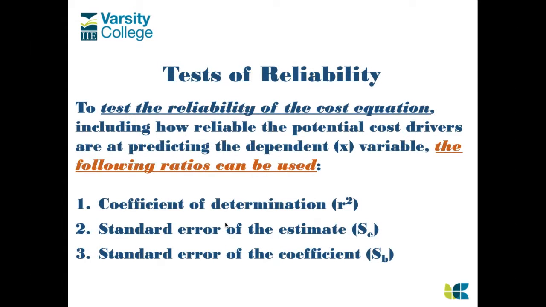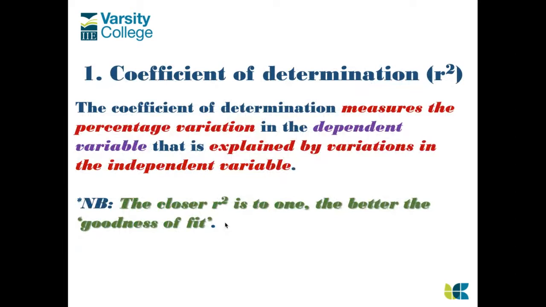Test of reliability. To test the reliability of the cost equation, including how reliable the potential cost drivers are at predicting the dependent variable, the following ratios can be used: coefficient of determination, standard error of estimate, and then standard error of coefficient. Now they're just explaining them a bit here, and this is all the information that they provide in the book in relation to these.